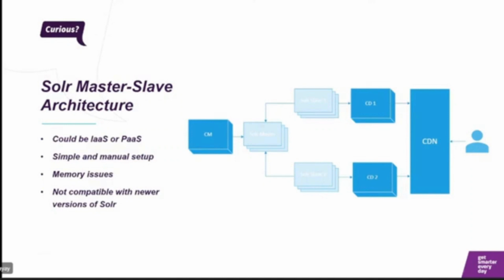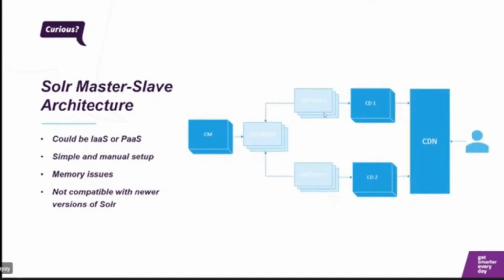Solr master slave. This is the setup where the read and write operations are split. So Solr master is responsible for writing, whereas the slaves are more for the reading part. As you can see in the architecture, the Solr master is connected with the CM, and so whenever there's a change in CM, those get pushed to Solr master so that it's always updated.